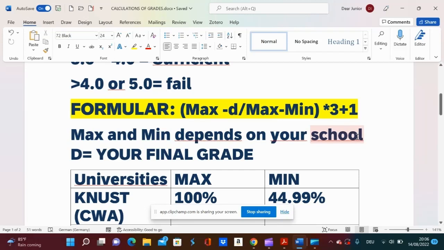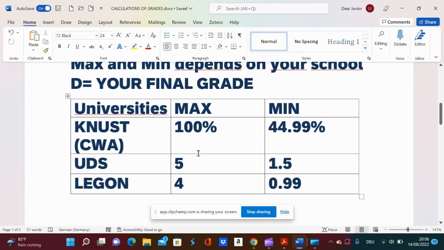So let's take a look at some universities. I put examples of some universities in Ghana. For KNUST, that is Kwame Nkrumah University of Science and Technology, they use the cumulative weighted average. Their maximum score is 100% and their minimum score is 44.99%. For UDS, University for Development Studies, their maximum grade is 5 and the minimum is 1.5. For Legon, University of Ghana, their maximum grade is 4 and their minimum is 0.99.